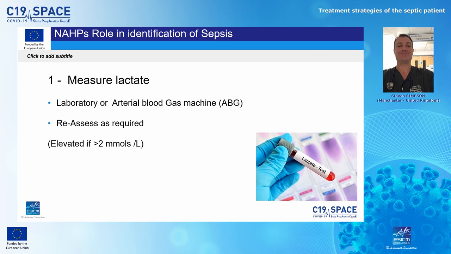One, measure lactate. Lactate is produced by the body when the organs or cells in the body are not perfused properly, and it can be a good marker for a patient who is developing sepsis, or for whether we are giving appropriate medication and therapy in treating the patient. As soon as a patient has been diagnosed with signs of sepsis, we need to measure their lactate. This can be sent to a laboratory, or we can do an arterial blood gas. Lactate can be reassessed as required, and it is elevated if it's greater than 2 millimoles per litre.